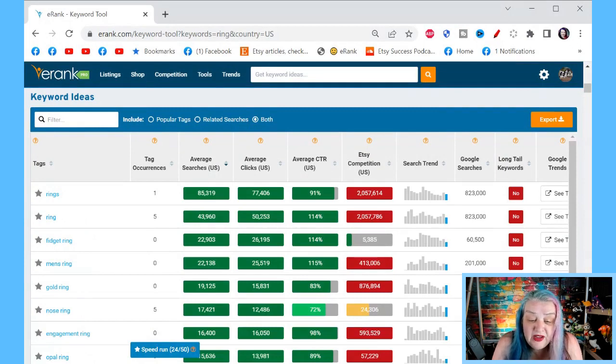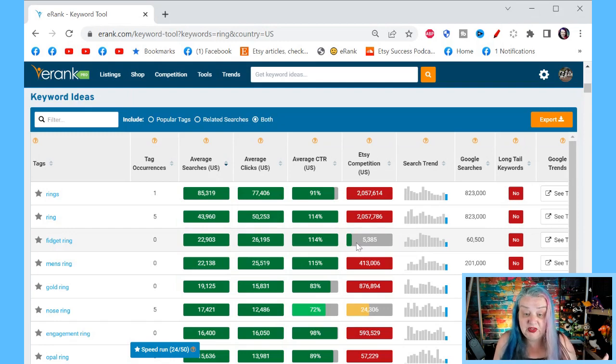So I've filtered by average searches and we see rings and ring super, super high. Lots of people are searching, but lots of competition. But already, without looking far, I see something interesting. The third highest searched for term under the word ring is fidget ring. 22,903 average people are searching in the US for fidget ring. And when we come along to the competition, this is the number of listings just now in search for this term. 5,000.